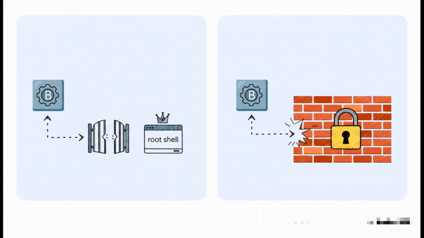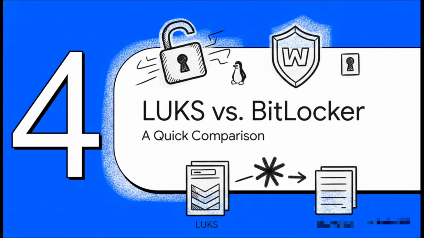And you can see the difference right here. With an unencrypted system, it's a straight shot. GRUB boot menu, kernel, and then bam, root access. But with LUKS, it throws up this massive encryption wall right at the start. Before the kernel even gets a chance to load, the system just stops and demands the decryption key. If you don't have it, the whole process just stops. Dead. Access denied.